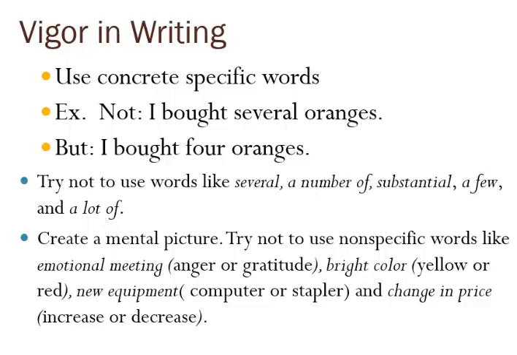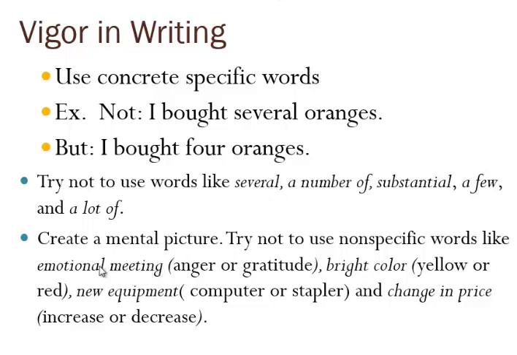Rather than saying "a few," can I say 4? Rather than saying "a lot of," can I say 12, or between 10 and 12? Between 10 and 12 is still better than "a lot of." It's more specific. If I say "substantial," can I quantify it? Can I say there was a 47% increase rather than just saying there was a substantial increase? Or there was between a 25% and a 50% increase, still a lot better than just saying "substantial." Create a mental picture by being as specific as possible.